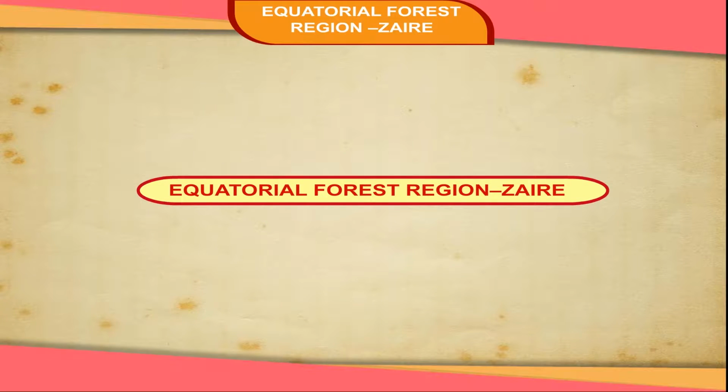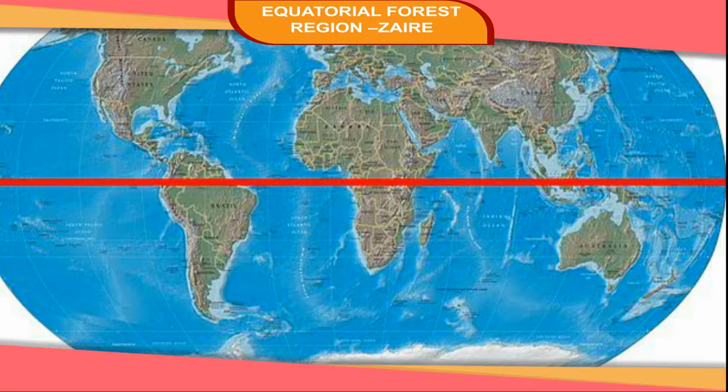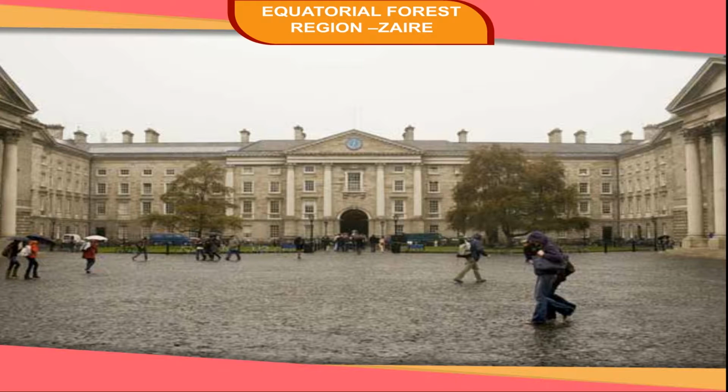Equatorial Forest Region, Zaire. The region that lies on both sides of the equator is called the Equatorial Region. To study this region, we have chosen Zaire. Zaire is a country which lies on this region. It has hot and wet climate throughout the year.